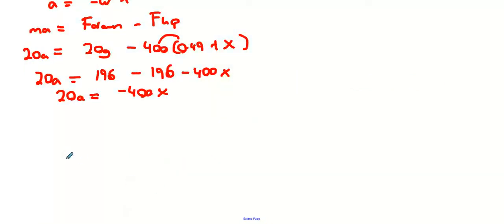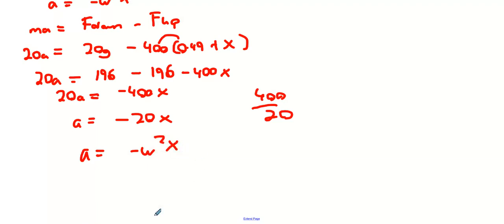Then we find that a equals minus 20x, because 400 divided by 20 is 20. So a equals minus omega squared x, which implies that omega squared is 20. This implies omega equals root 20, and when you throw it into the calculator, that gets you 2 root 5.